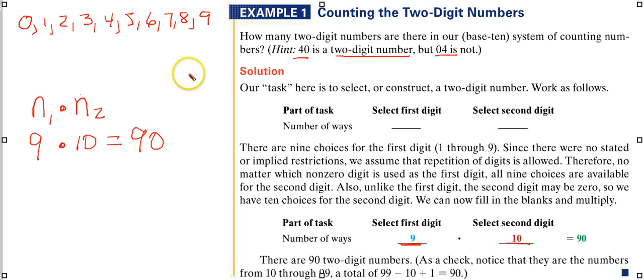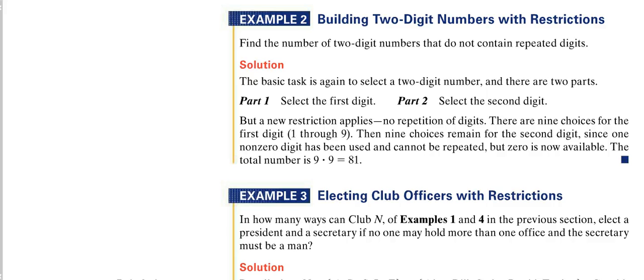And again, much better than having to make all those possibilities through a tree chart and then count them. We now have a mathematical formula to help us. Now in example 2, as we look at it, we see that we are to find the number of 2-digit numbers that do not contain a repeated digit. So you can't have 22.